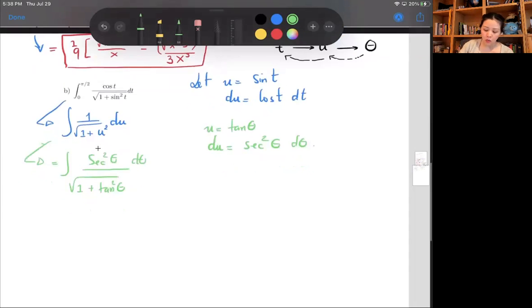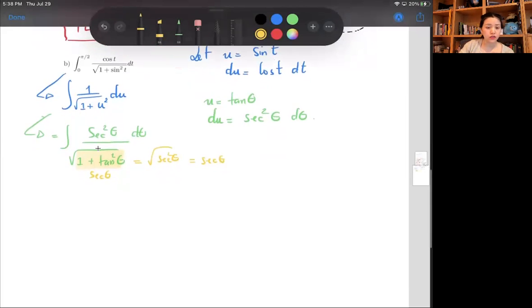Now 1 plus tangent squared theta is secant squared theta. This part right here is equal to the square root of secant squared theta, or secant theta. Then secant squared theta divided by secant theta is secant theta. Simplifying further, we have the integral of secant theta d theta.